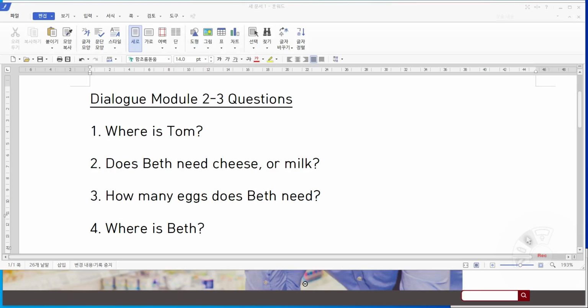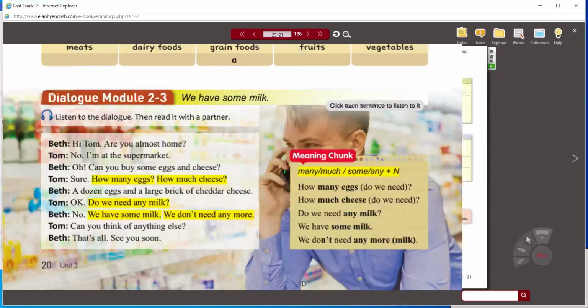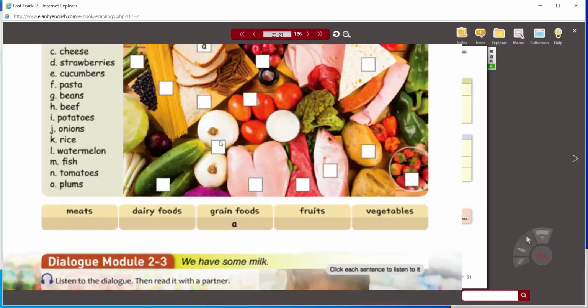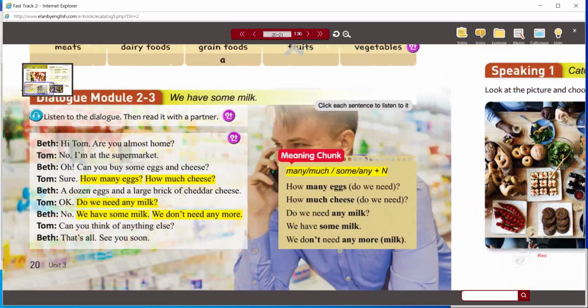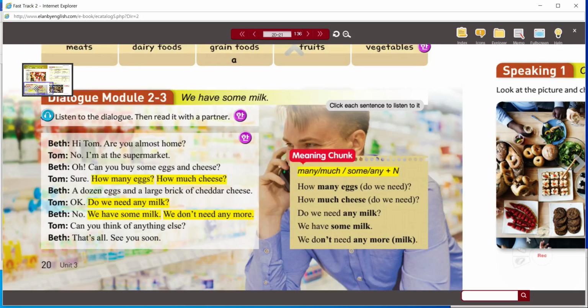All right, let's check our answers by referring to our books. You can open your books now to page 20, or just refer to the screen. So we had to find out 2 questions about placement. Number 1, where is Tom? Okay. Tom, I think we know, as it says here. Hi, Tom, are you almost home? He says, no, I'm at the supermarket. Okay. So the answer for number 1, where is Tom? He's at the supermarket.